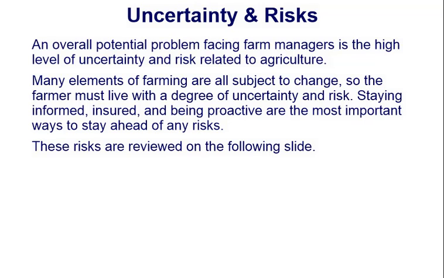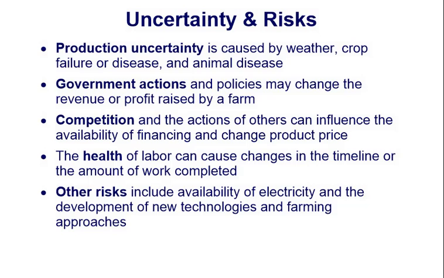Uncertainty and risks. An overall potential problem facing farm managers is the high level of uncertainty and risk related to agriculture. Many elements of farming are all subject to change, so the farmer must live with a degree of uncertainty and risk. Staying informed, insured, and being proactive are the most important ways to stay ahead of any risks. These risks are reviewed on the following slide.